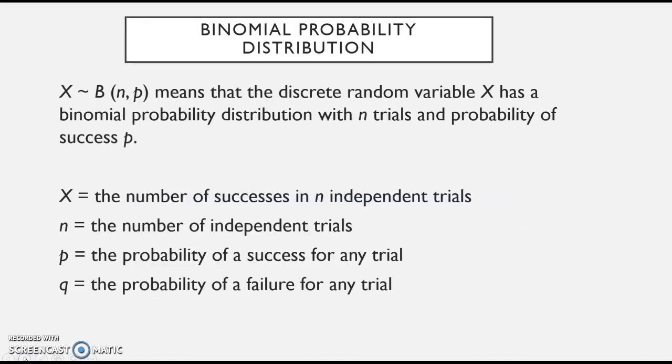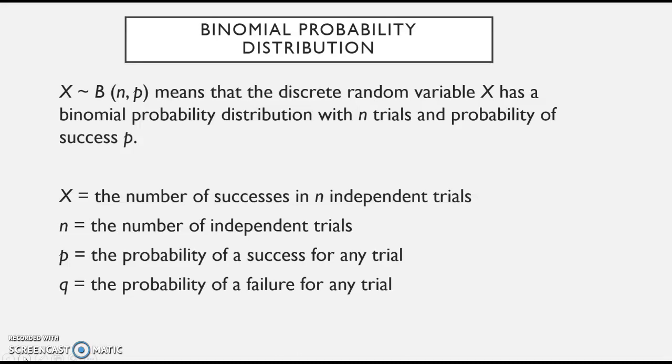And here's an entire page just of notation. Our binomial probability distribution is represented by the random variable x, such that we have a binomial probability distribution. And it's represented by n, the number of trials, and p, which is our probability of success for any trial.